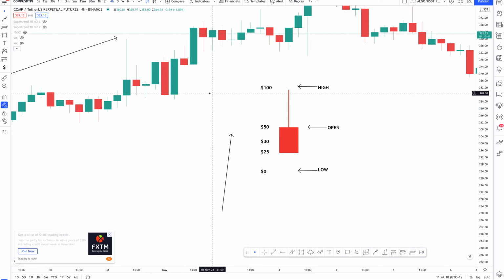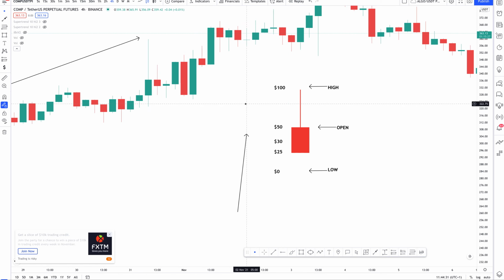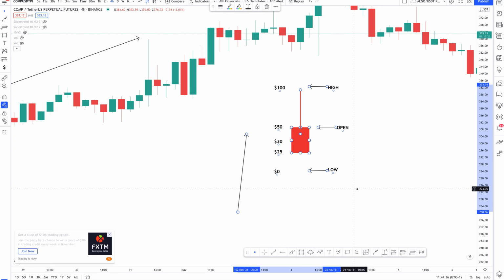Now vice versa, the same thing applies to the bearish candle. It can flip to being bullish, and also it can flip to being bearish. A bullish candle can flip from bullish to bearish, and also a bearish candle can flip to bullish. So that's that about that, right? I believe you get this.